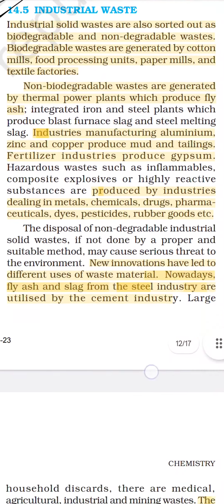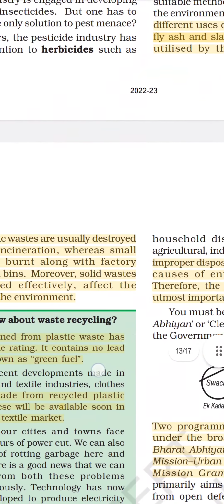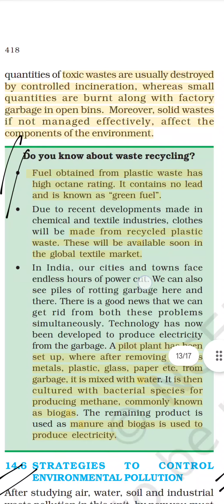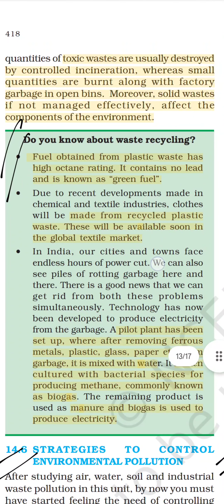Large quantities of toxic waste are usually destroyed by controlled incineration, whereas small quantities are burnt along with factory garbage in open bins. Moreover, solid waste, if not managed effectively, affects the components of the environment.